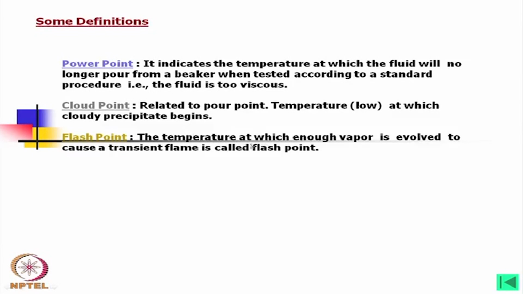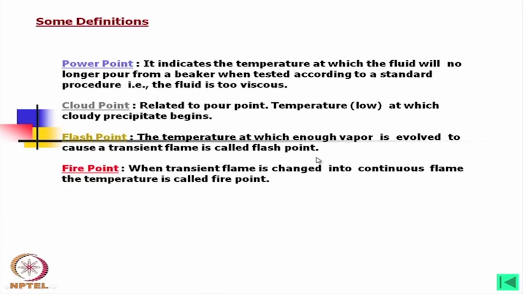Now, flash point: the temperature at which enough vapor is evolved to cause a transient flame is called flash point. What is a transient flame? Suppose you heat an oil. At a certain temperature, a flash of fire comes on the oil, but it keeps coming and going. That is called the flash point. Next, if you put more heat on that, we will reach the fire point. When the transient flame changes into a continuous flame, the temperature is called the fire point.